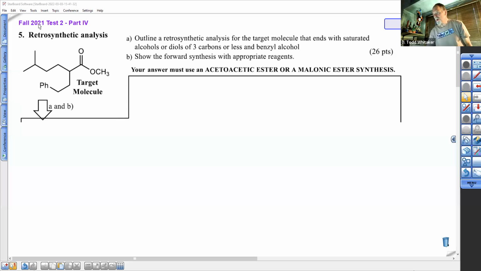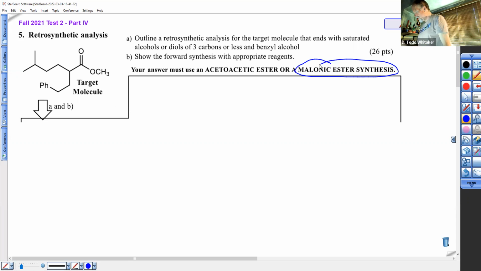All right, everybody. We're going to do retrosynthetic analysis from test 2 of fall 2021. Question 5 in the fourth part. Big one, 26 points. First job you have to do is identify which of these two syntheses is the appropriate one. I'll do a quick review here. Won't take 2 seconds. Well, it will.